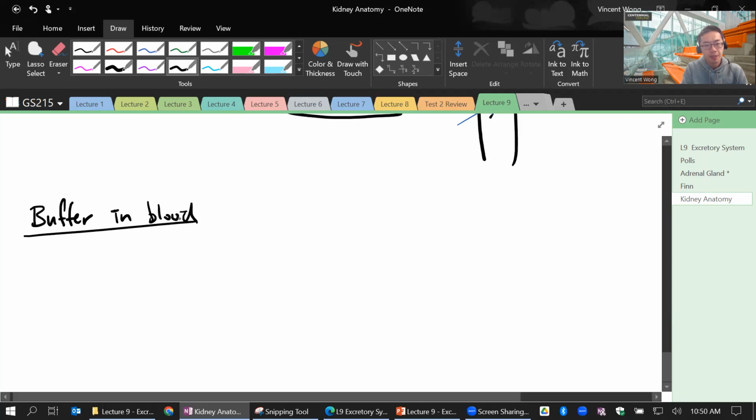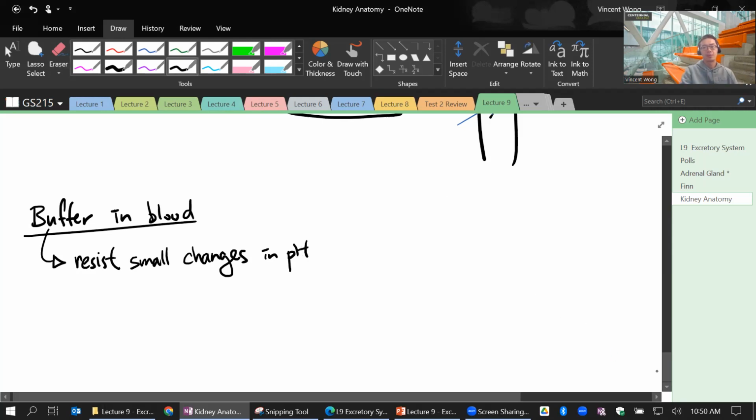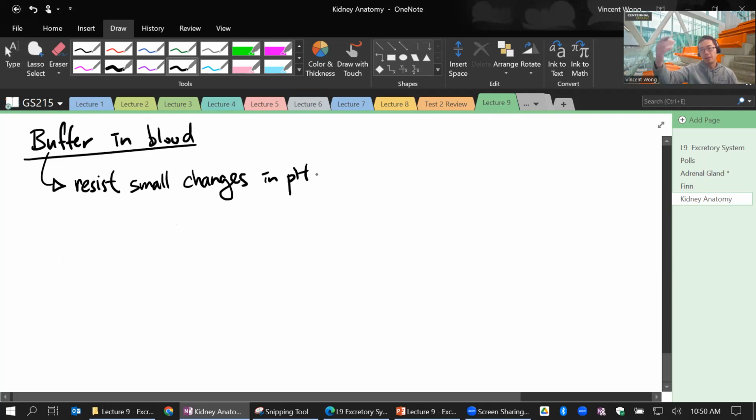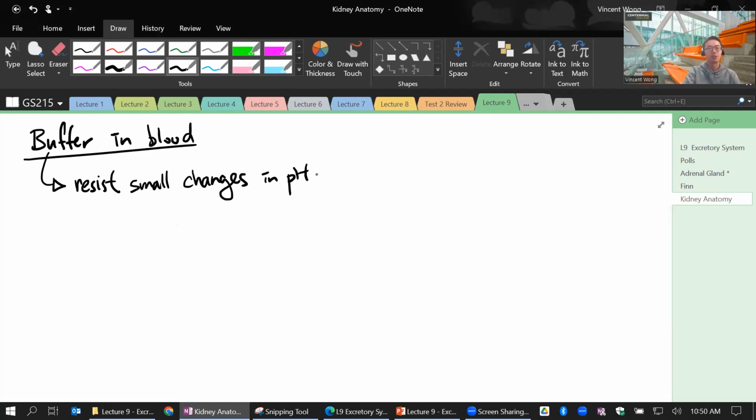A buffer is basically something that resists small changes in pH. So if it becomes acidic, the buffer will bring it back up to neutral. If it's too basic, it will bring it back down to neutral.